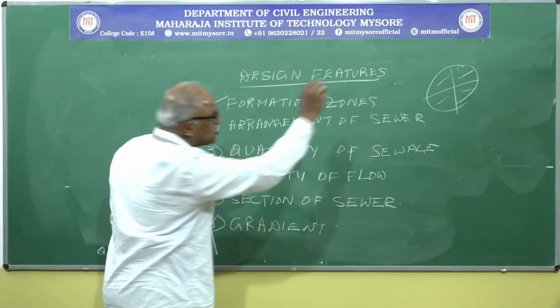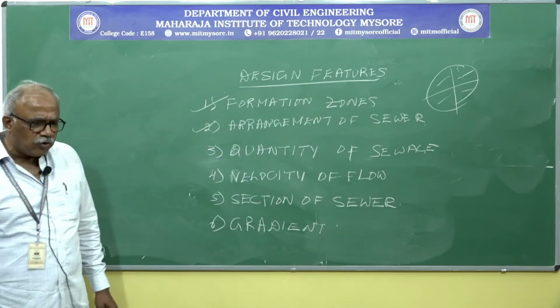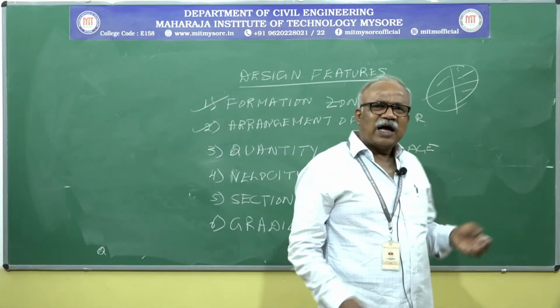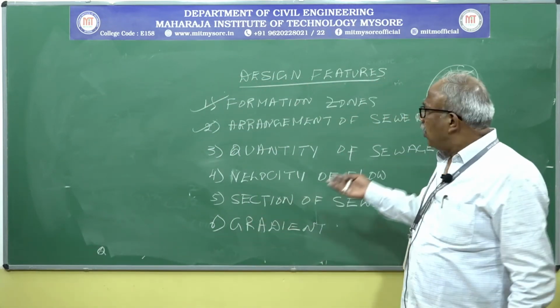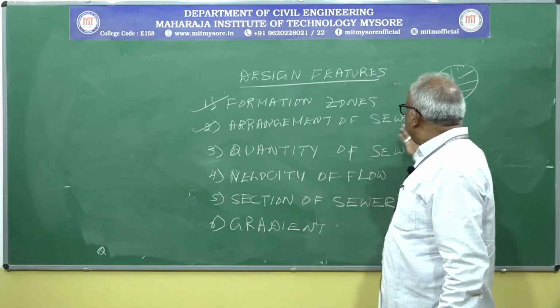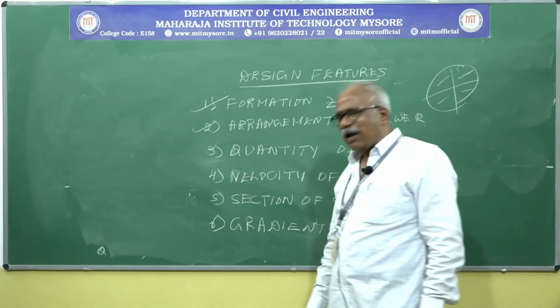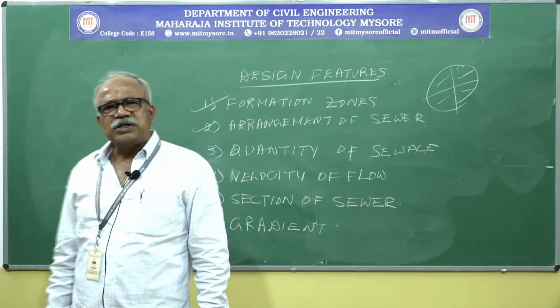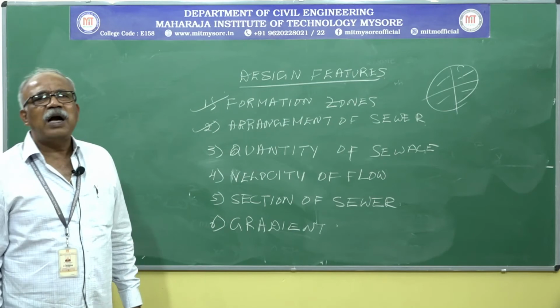Second one, arrangement of sewers. In what way do we have to arrange the sewers? If we provide the sewers in a zigzag manner, we can't achieve the velocity, and we fail in achieving the minimum and maximum velocity.